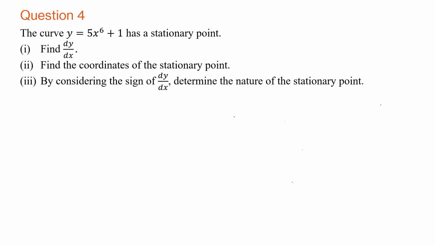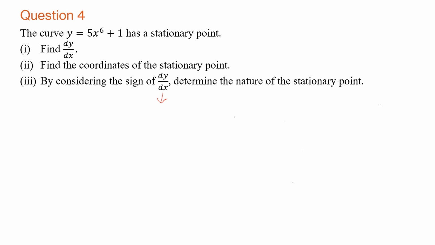Right, let's look at question 4. For question 4, we are given the curve y equals 5x to the power of 6 plus 1, and this curve has a stationary point. For part 1, we are asked to find dy/dx, because it's from dy/dx equals 0 that you get your stationary point. That is for part 2. For part 3, we are asked to consider the sign of dy/dx and determine the nature of the stationary point. Considering the sign of dy/dx refers to the first derivative.